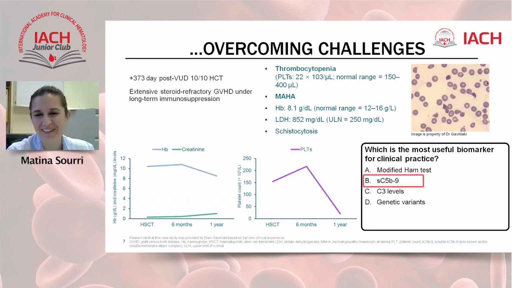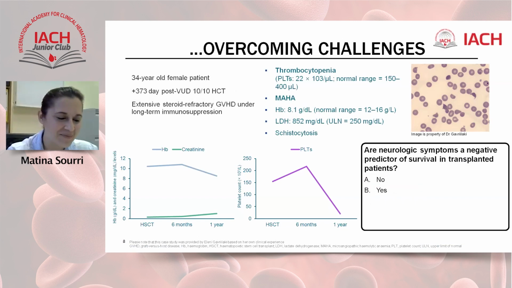Okay, they're shy. So the correct answer is B. It's soluble C5b9. And I'll just move on to the next question. Are the neurological symptoms a negative predictor of survival in transplanted patients? I think that's pretty easy, and I think we'll all agree that the answer is yes.